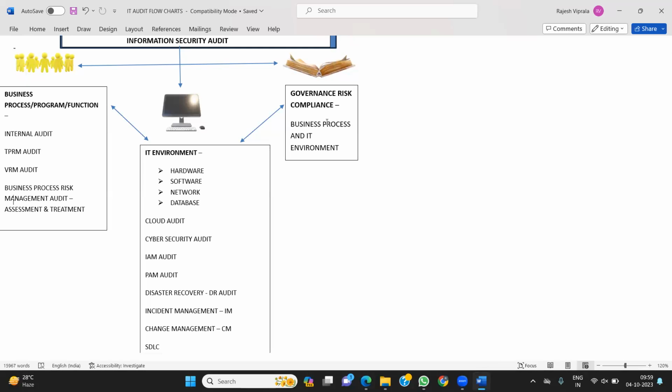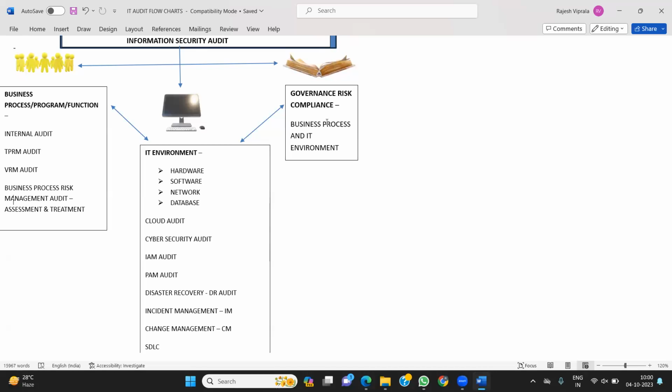And the second thing is about the IT environment. IT environment is simple: whatever is in the IT domain, let it be hardware, software, network, and database, that comes under the IT environment. So, for example, if we are doing any kind of cyber audits or identity access management audits, privileged access management audit, disaster recovery audit, incident management audit, change management audit. Like this, there are many things. So these are purely concerned with the IT domain.